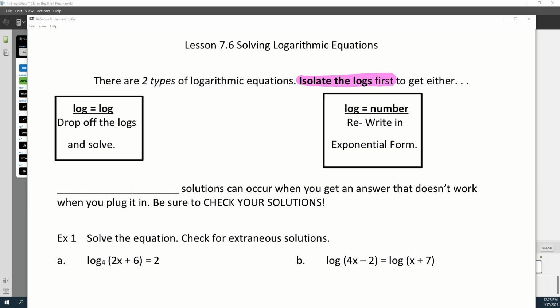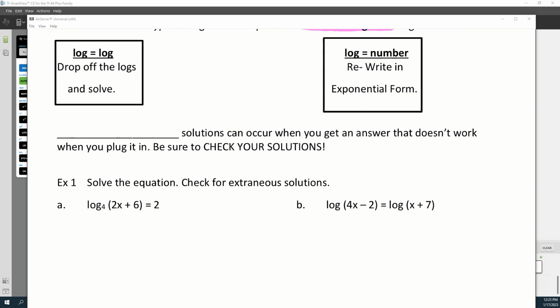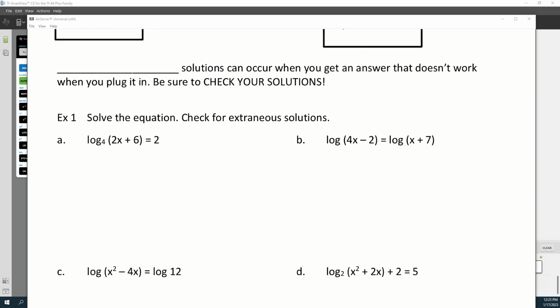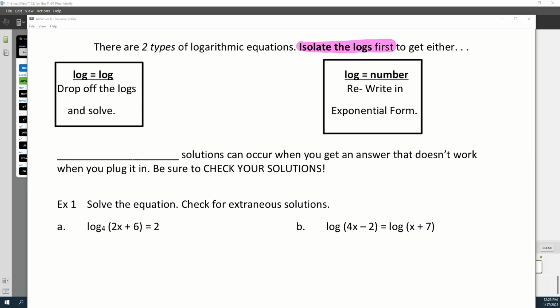All right, so one type is log equals a log. And it's probably the easier type. So when it's log equals log, you just drop off the logs and solve the equation. And then the other type is log equals a number. And when it's that type, you're going to do the loop and write it in exponential form and then solve the equation.